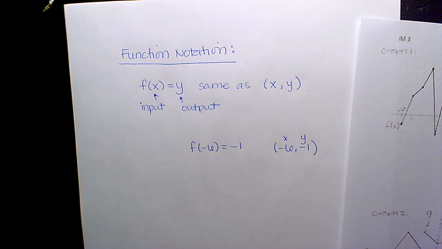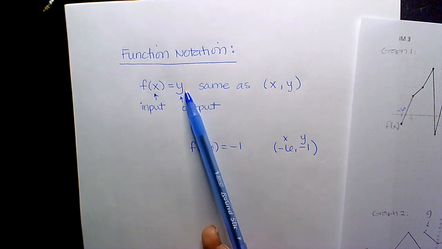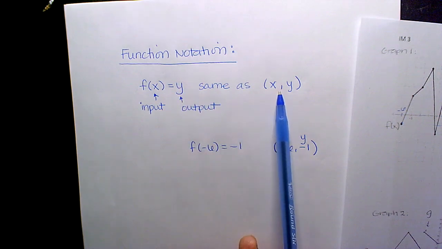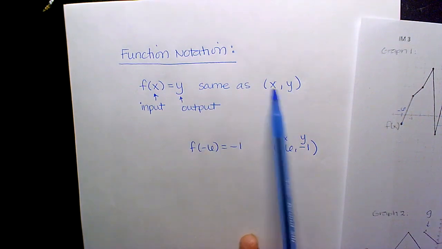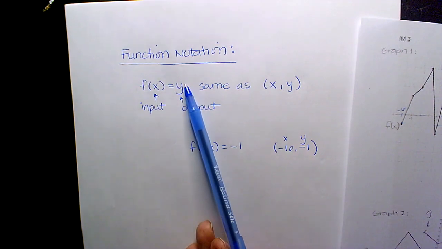Okay, so look, function notation: your f of x is equal to y. Y is equal to that f of x function. The number inside is x, that's your input. Y is your output. It's after the equal sign. So this is the same as a coordinate point x, y. X is inside the parentheses. Y is after the equal sign.